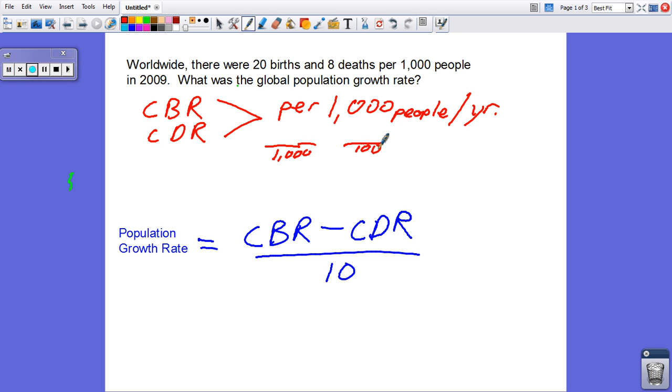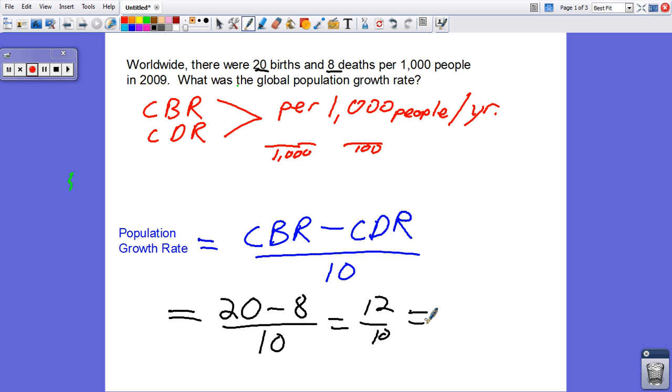So, to do this, let's put another color just for fun. So this equals the crude birth rate here. Luckily, they gave us per 1,000 people already. So the birth rate is 20 per 1,000, so 20, minus 8, because we have 8 dying, divided by 10 to get to our percent. So that's going to be 12 over 10, or 1.2% growth rate. Make sense? And that's really all there is to it.